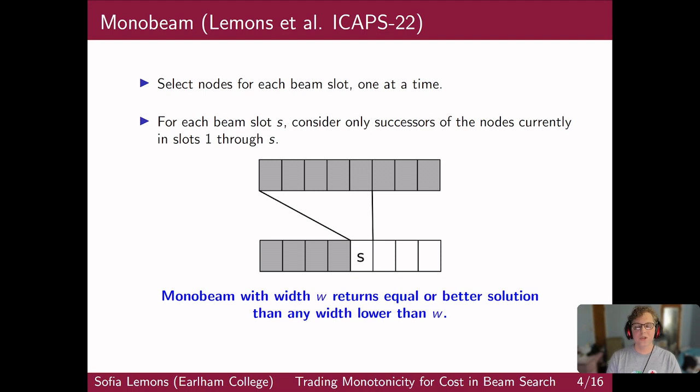So when choosing for slot 1, we would find the successors of the node currently in slot 1 and choose only among them. Then we would retain whichever successors were not selected and expand the node in slot 2 to gather its successors. And for slot 2 at the next level, we would select among only the successors from slots 1 and 2. Because of this careful slot-based selection, monobeam with a width W is guaranteed to return equal or better quality solutions than any monobeam search with a lower beam width.